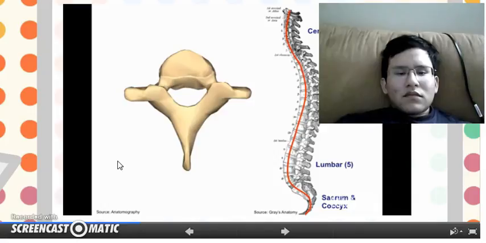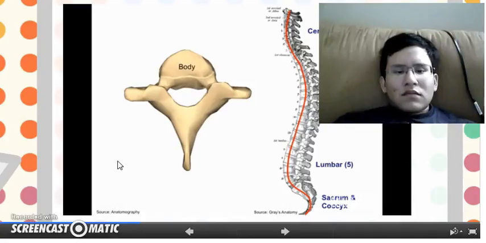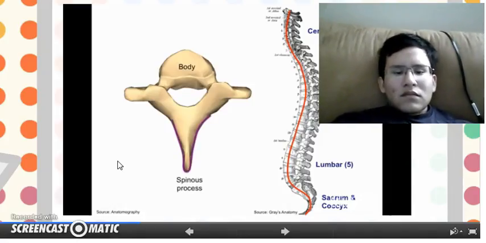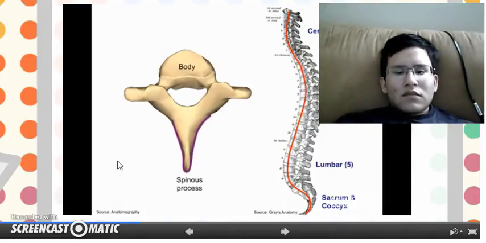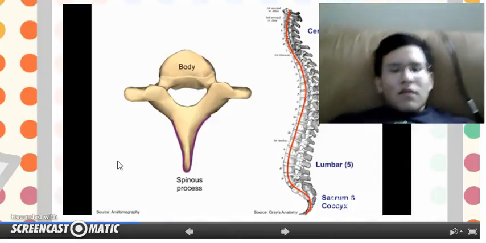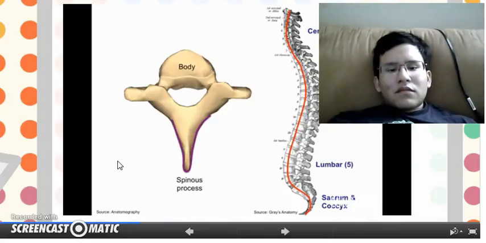In this picture here, we have a superior view of a typical vertebrae. Anteriorly, we have the body, which is the weight-bearing section of the vertebrae. Posteriorly, we have the spinous process. Laterally, there are transverse processes. Both of these processes serve as attachment sites for muscle. Connecting the body to the transverse process, we have the pedicle.